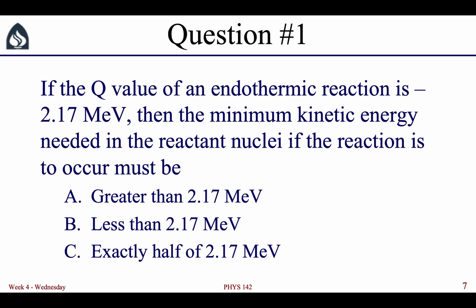So here is a question for you. If the Q value of an endothermic reaction is 2.17 MeV, then the minimum kinetic energy needed in the reactant nuclei, if the reaction is to occur, must be greater than 2.17 MeV, less than 2.17 MeV, or exactly half of 2.17 MeV.